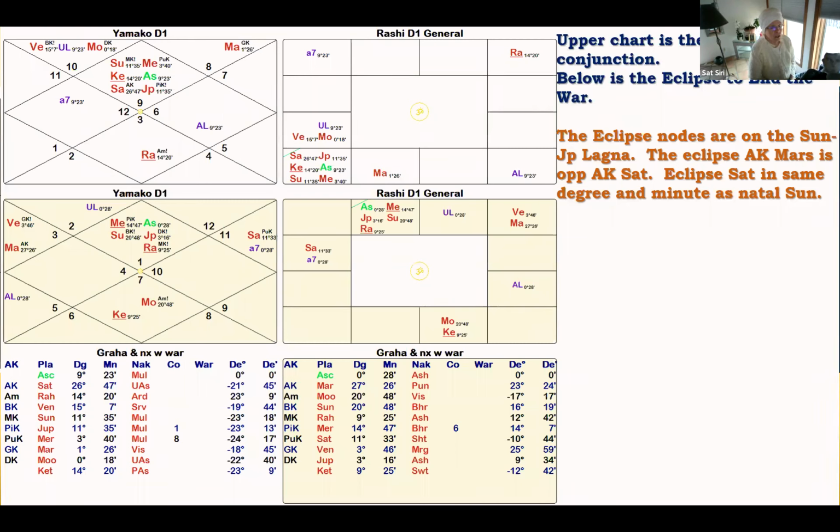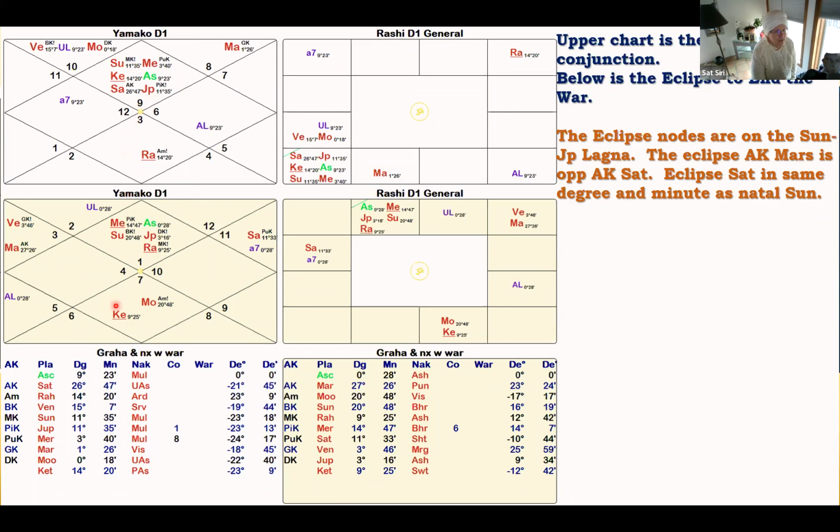So here we see the upper chart is the natal Sun Jupiter in Sag conjunction, and below we have this chart for that full moon eclipse of early May, this coming May. So here we see the nodes of the eclipse are in the degrees, not on, but in the degrees of the Sun-Jupiter conjunction. They're at 9 degrees of Aries, trining this lagna, and 9 degrees of Sagittarius.